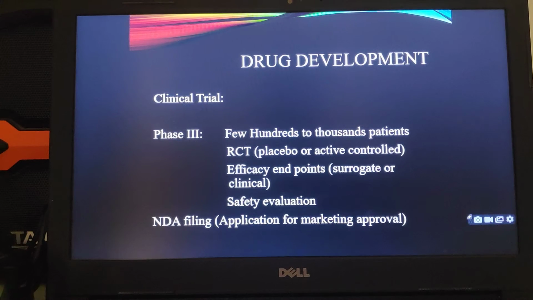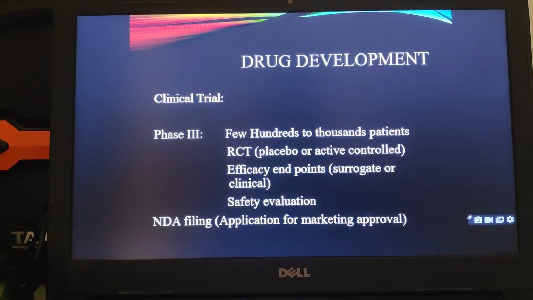Then after phase 2, the phase 3 clinical trial, which is conducted in few hundreds through thousands of patients. Now this is an elaborate clinical trial which is randomized controlled, and usually it is a placebo controlled trial, but it can also be an active control trial where the drug is compared with the existing therapy. And the major aim of phase 3 clinical trial is to see the efficacy of the drug, followed by safety evaluation. In the efficacy, there could be two situations.